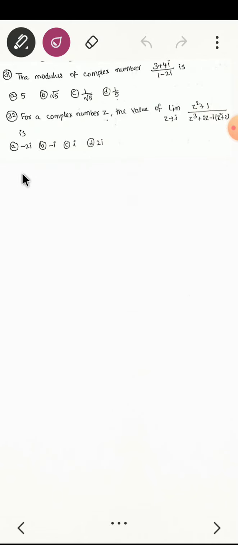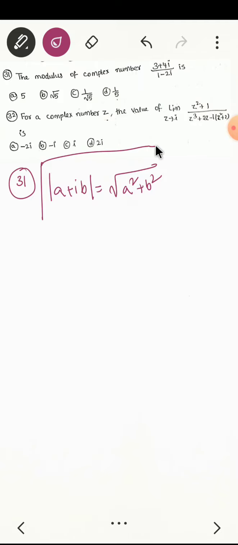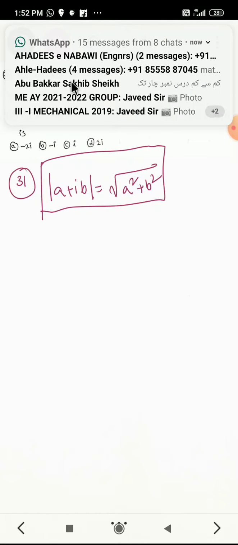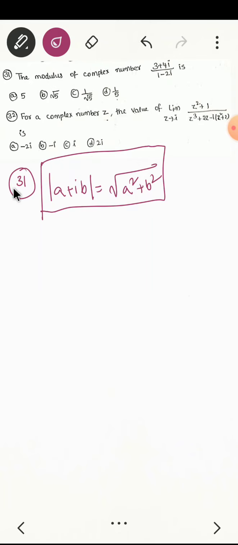Then problem number 31. The modulus of a complex number. What is modulus? Modulus of a plus ib can be written as root over a square plus b square. This is the modulus of a complex number. These are actually inter basics. That's why wherever the concept is required, I will be explaining the things there. Okay, the modulus of the complex number.